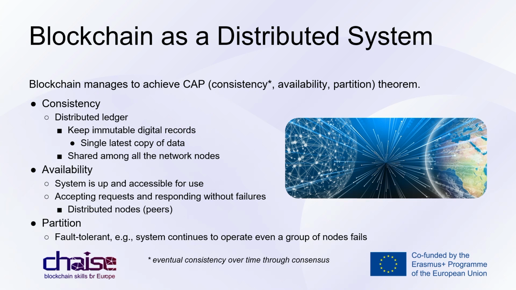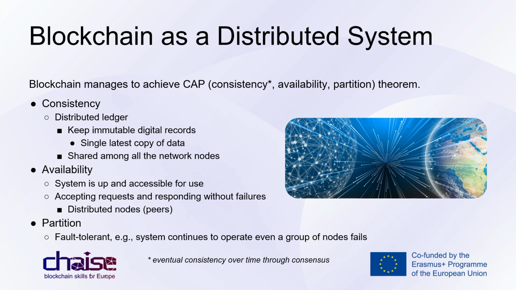the CAP theorem, or it satisfies the CAP theorem, which covers consistency, availability, and partition tolerance, where consistency is in terms of eventual consistency over time through consensus. So we can satisfy eventual consistency by using the consensus mechanisms which blockchain uses, for example, proof of work, proof of stake, delegated proof of stake, or the practical Byzantine fault tolerance consensus algorithm.